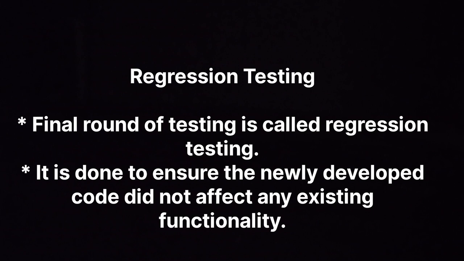Next is regression testing. Once all code has been pushed to production, the final round of testing is called regression testing. Regression testing is done to ensure the newly developed code did not affect any existing functionality. This includes testing all processes that previously existed in the system. Note that regression testing should also be done during system testing. It is then done again as a final test when all code is in production.